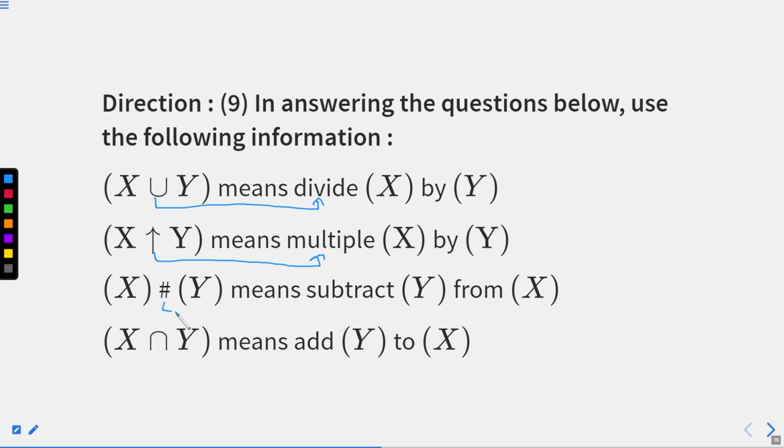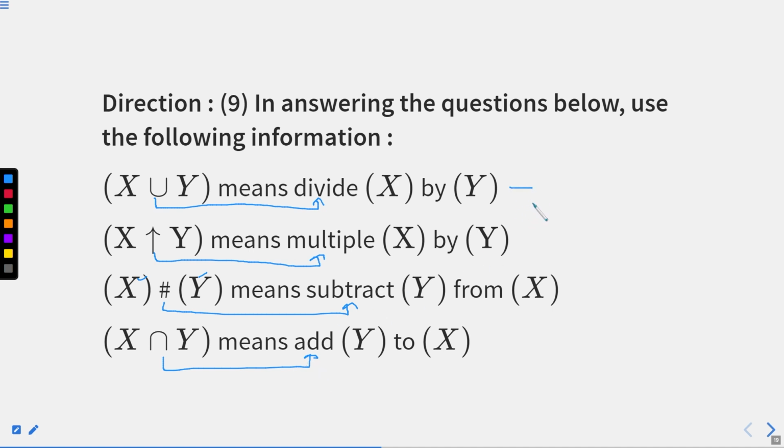If we have a hashtag, that means subtraction. So again, it means y is subtracted from x. This value is subtracting from this value, right? If we have this inverted U, which we call intersection, points. So x intersection y means addition. Wherever you find this particular symbol, use addition, right?